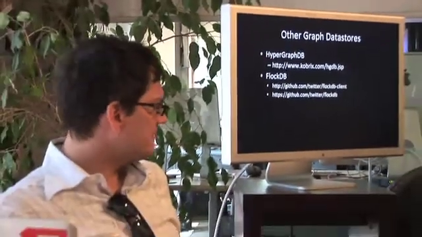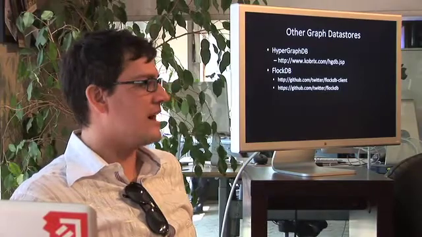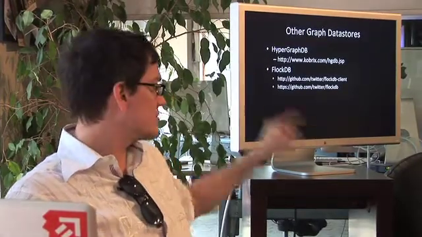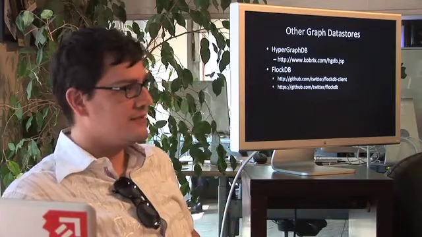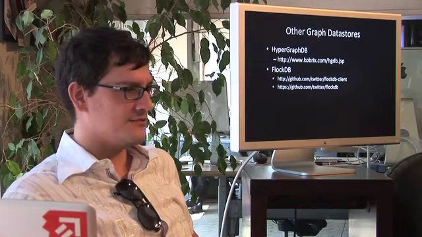There are other graph data stores too. Hypergraph is also a Java one, so you're not going to get away from that Java problem. And then there's FlockDB, which is a scalable graph data store. This was actually created by Twitter, and they use it internally. I think it runs on Scala, so I think it's also Java.